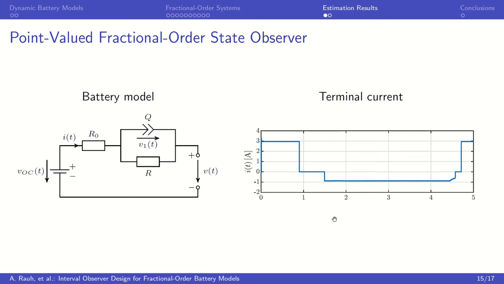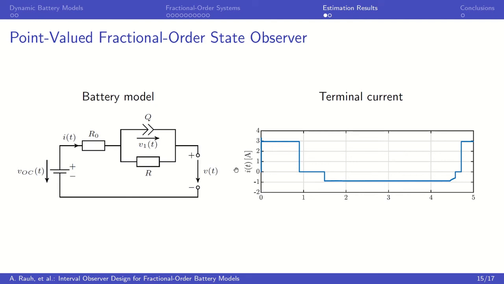Now we come to the corresponding estimation results, which we determined in a numeric fashion. Here on the left-hand side you see again the battery model for which we had derived the corresponding system matrices on the previous slide. For the sake of simplicity, we had assumed that R0 and R are constant state-independent parameters, and the nonlinearity, in our case the state dependency, only lies in the expression for the open circuit voltage, which introduces interval uncertainty in the output equation.